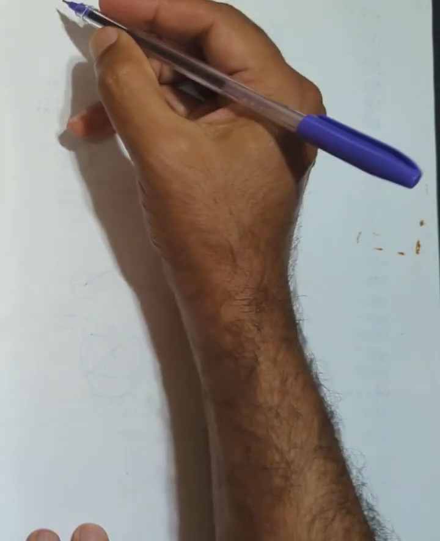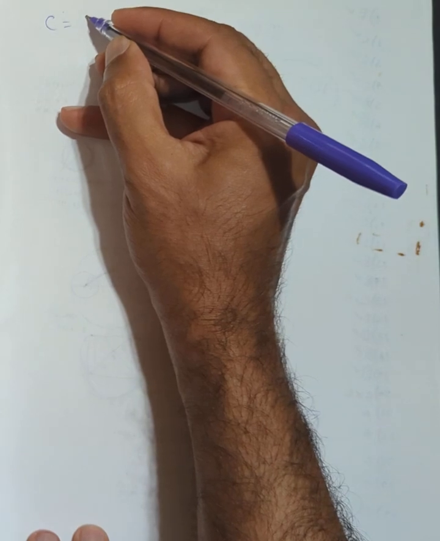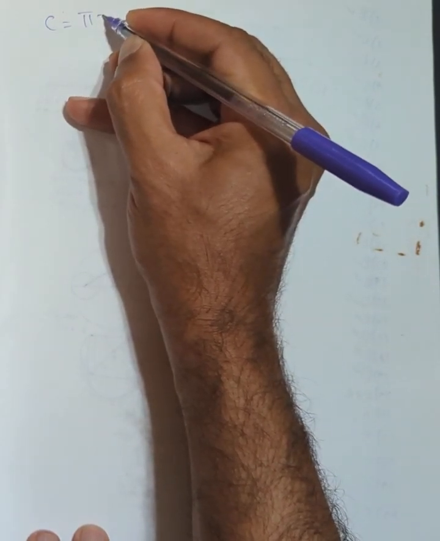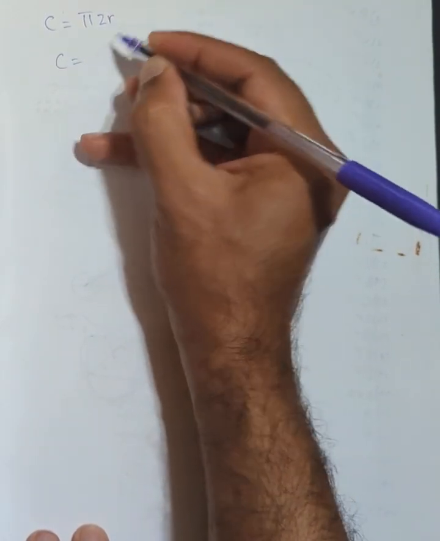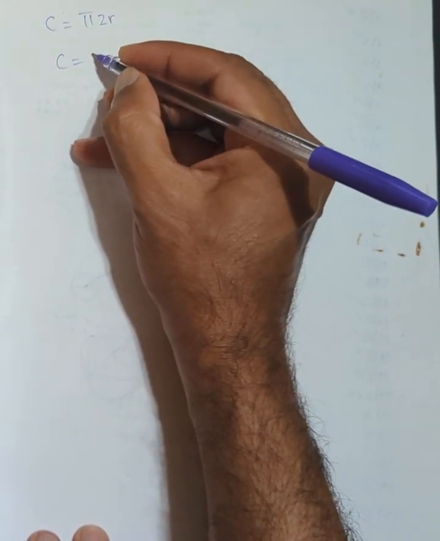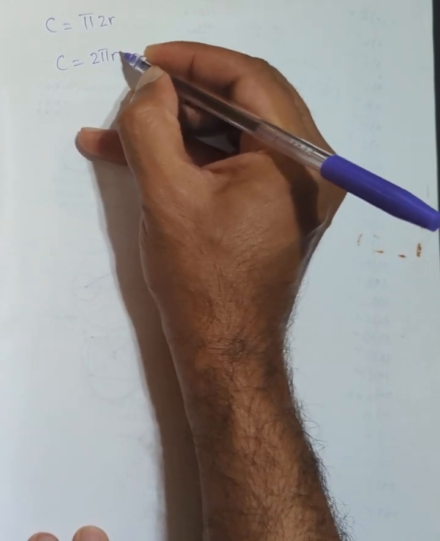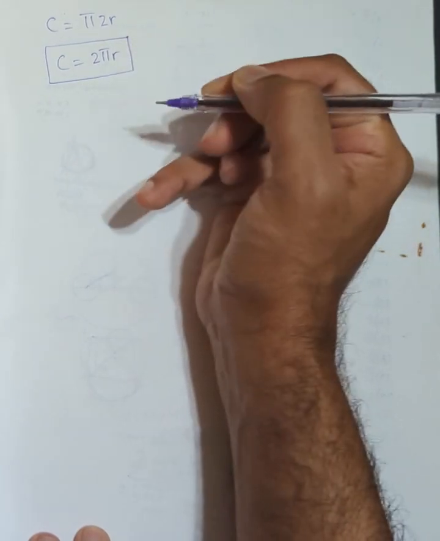I can write pi d, or I could also write, diameter is 2 times the radius, so d can be replaced with 2r, and we normally want to write the number first and then use the symbol, so we can say circumference is 2 pi r.